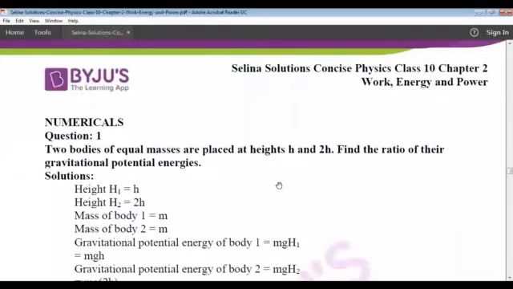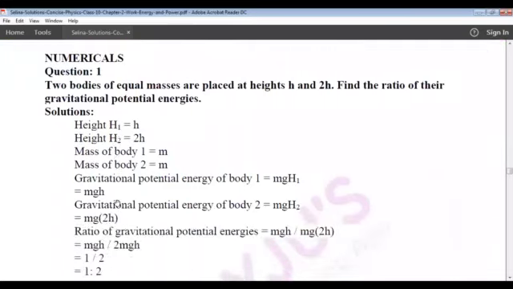Hello students, now we will start with the numericals of second part from ICSE class 10 physics chapter 2 work, energy and power. The first numerical is: two bodies of equal masses are placed at heights h and 2h. Find the ratio of their gravitational potential energies.